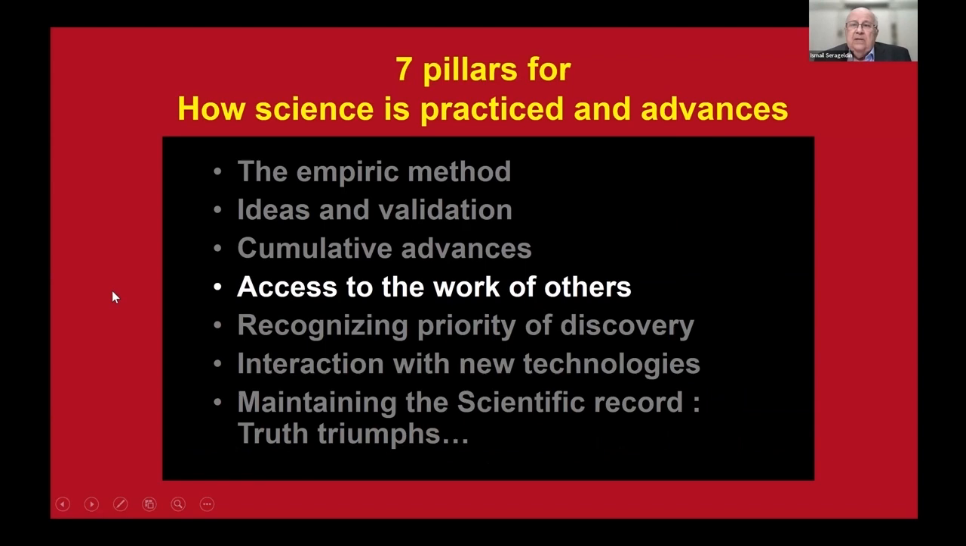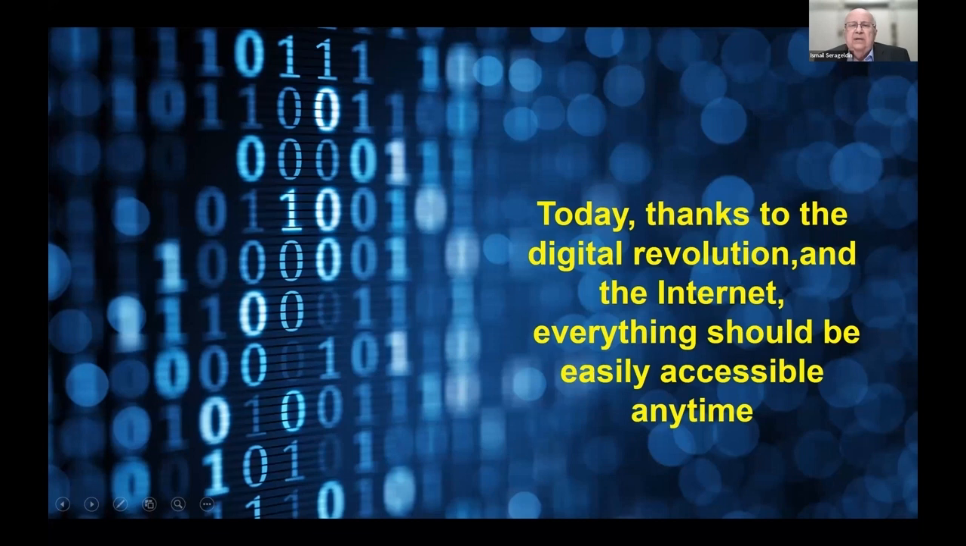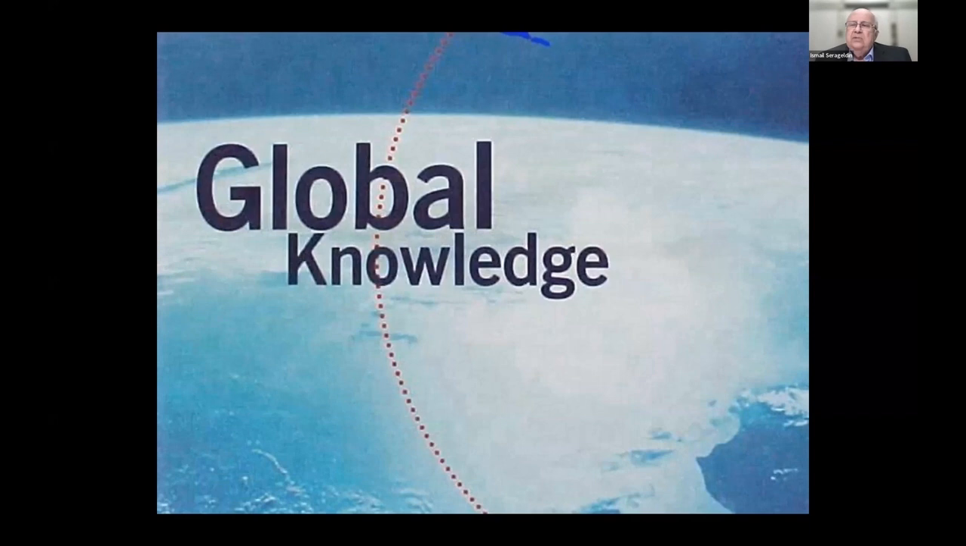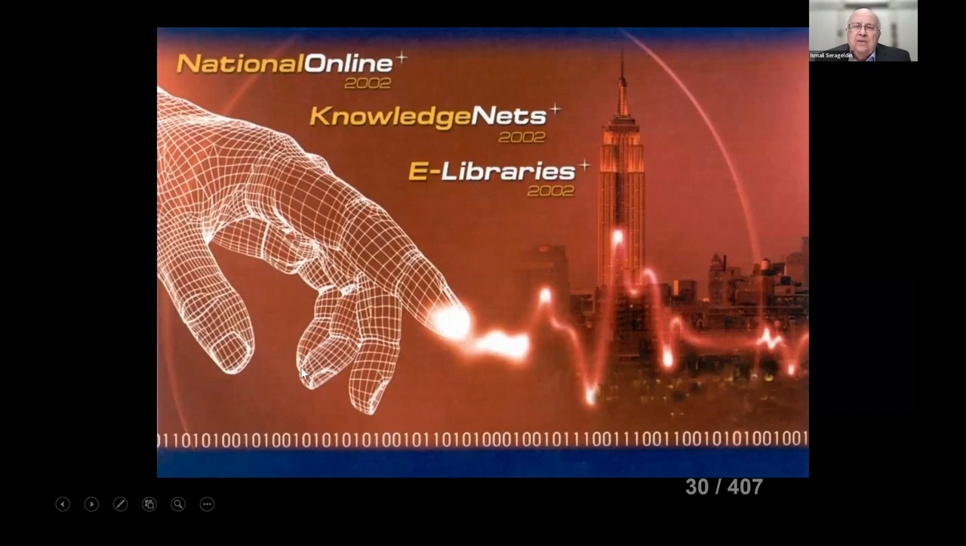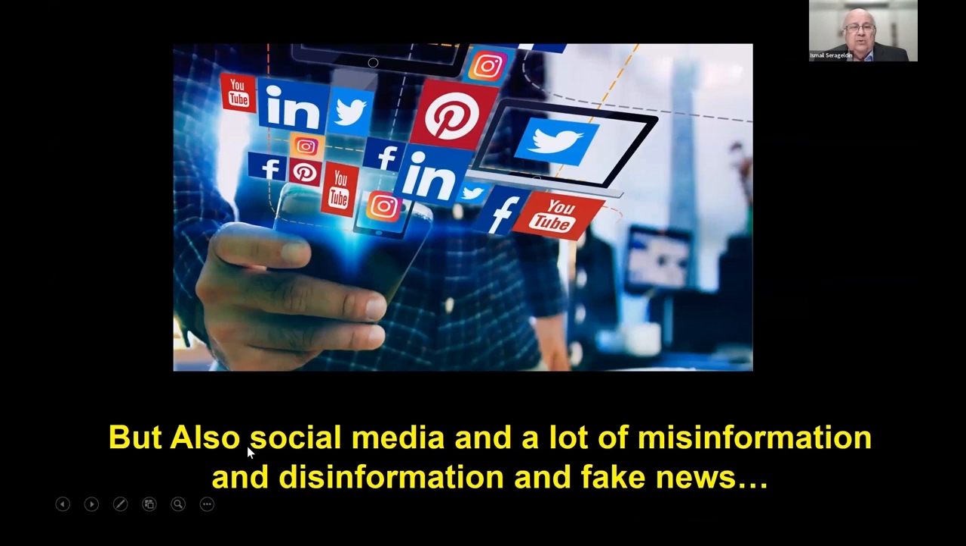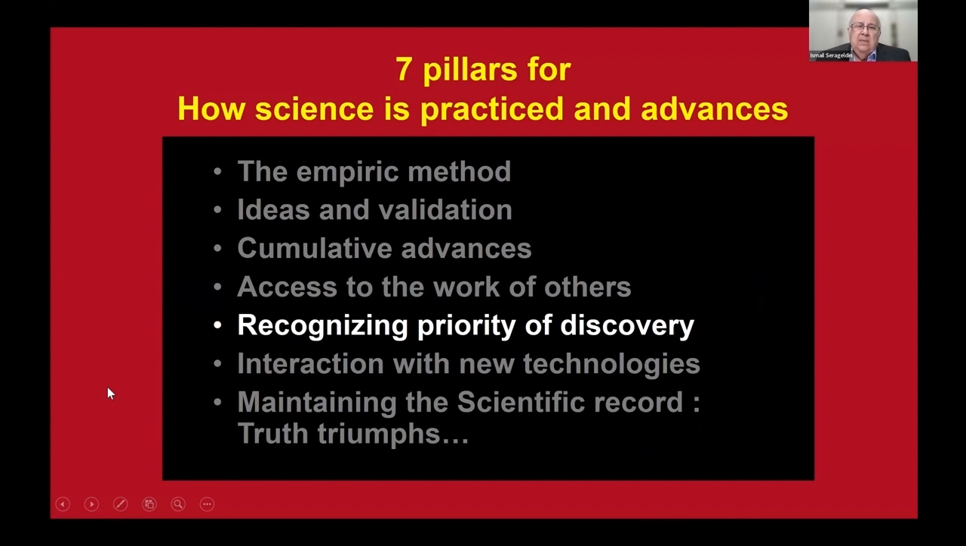And today, thanks to the digital revolution and the internet, everything is easily accessible anytime. We have indeed created global knowledge, in the sense that what is being done in Brazil is known in the UK, it's known in Dubai, is known in China within a day or so. And for me as a librarian, this is a librarian's dream, because at the fingertips of everybody, you can put the entire global knowledge of the world. But at the same time, we also have social media and a lot of mischief and disinformation and fake news. But recognizing the priority of others is extremely important.